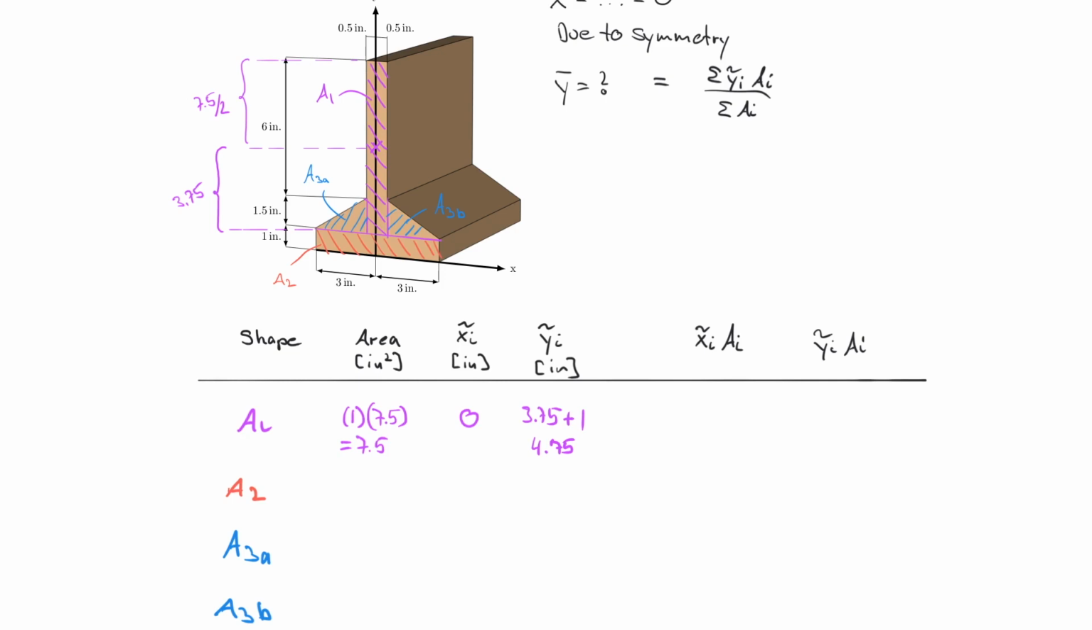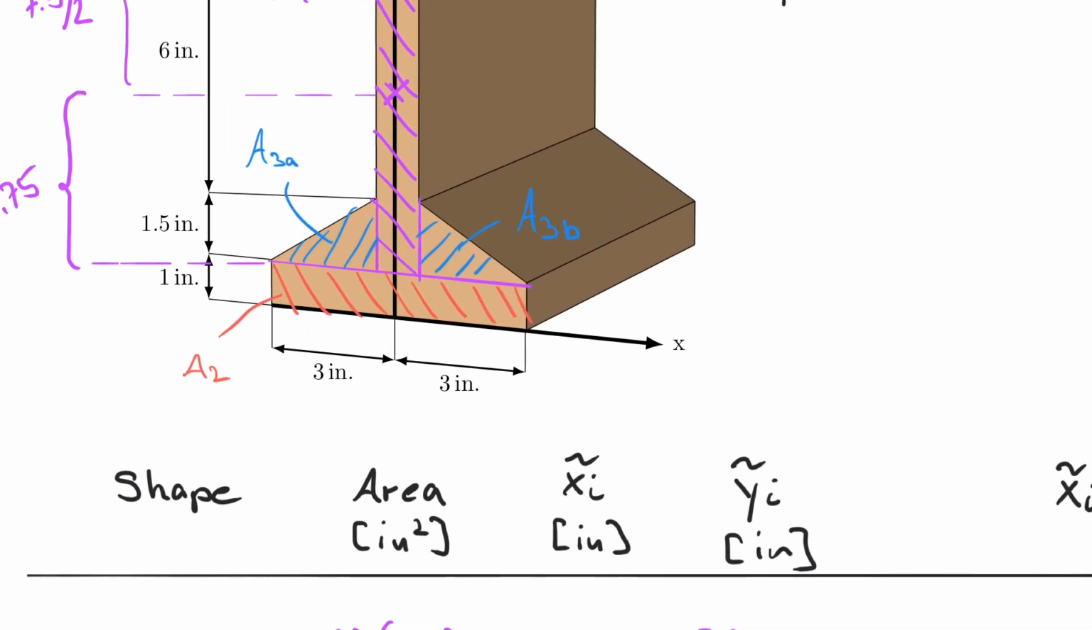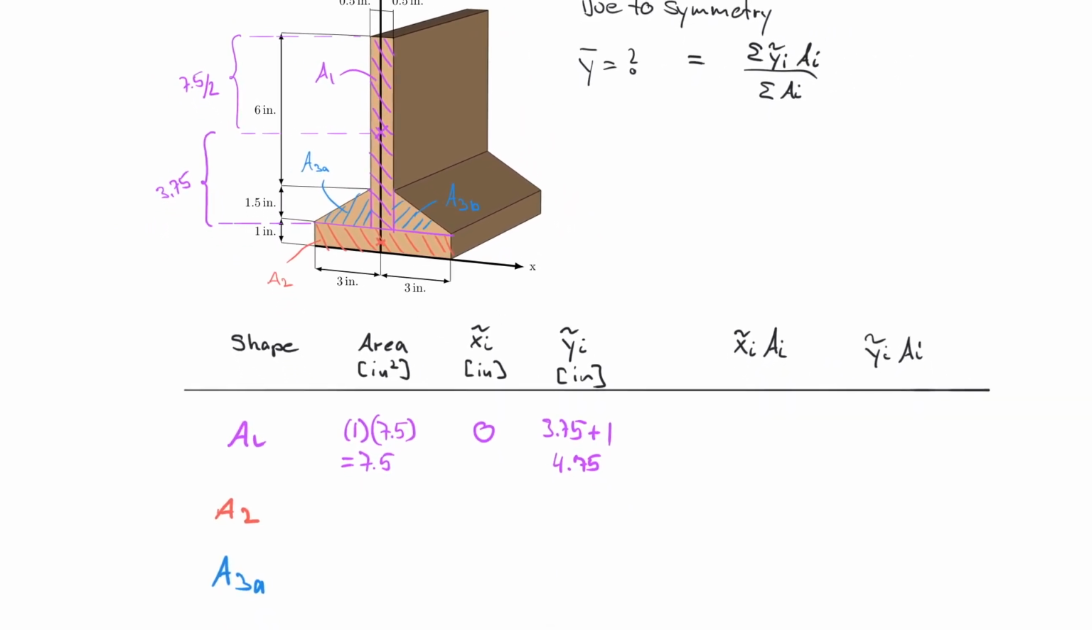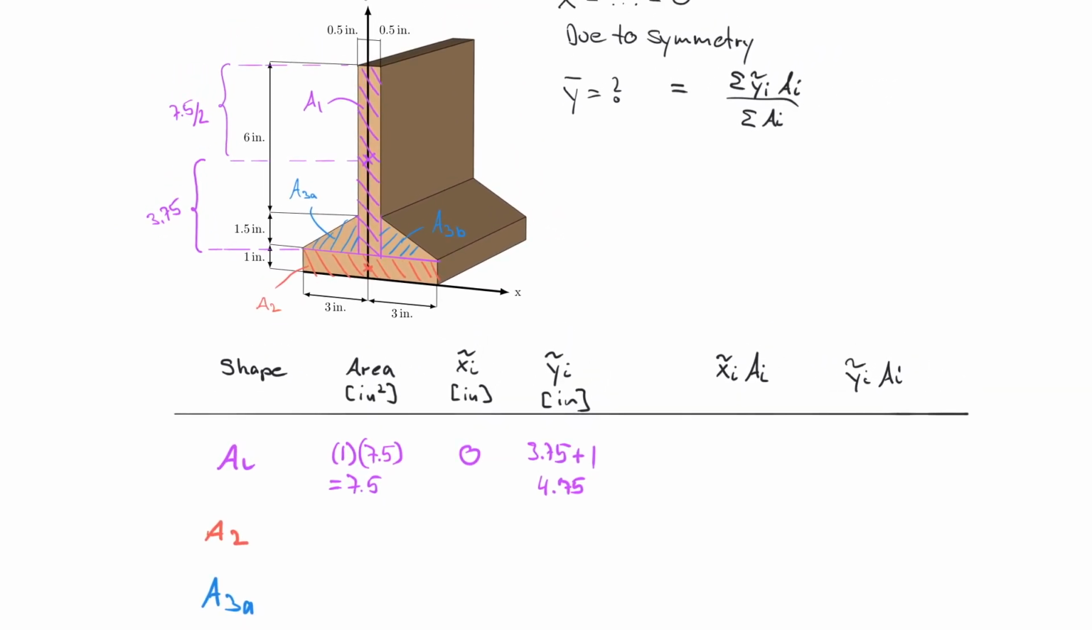Let's next look at shape A2, and you already see that it's also a rectangle, therefore there must be a centroid location right there. And once again, it coincides with my y-axis. That means in the x direction there's 0 distance. Accordingly, my x tilde here is 0. And my y tilde is 1 divided by 2, which is equal to 0.5. Last but not least, I of course have to calculate the area. That is something we all can do. So that is 6 times 1, and that is equal to 6 inch squared.